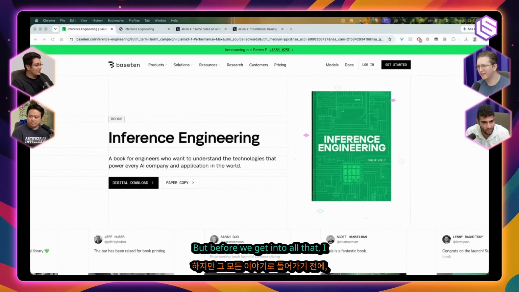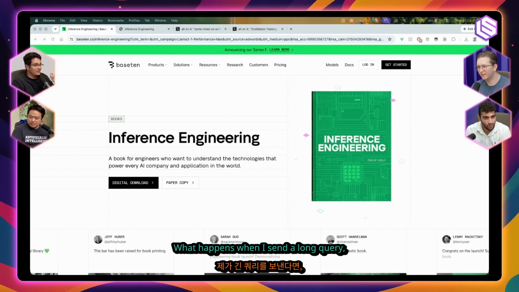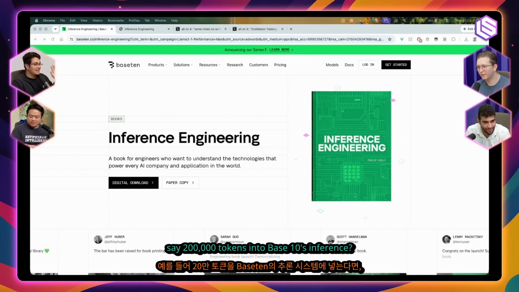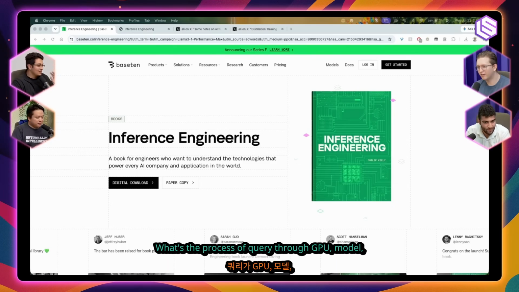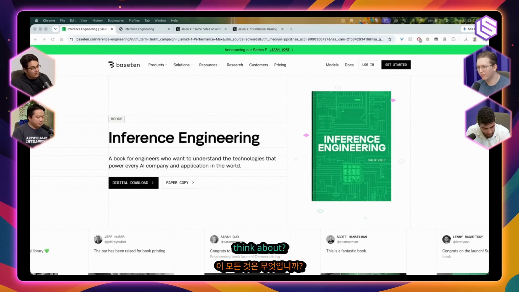But before we get into all that, I want to start off with a fun question for you. Okay, you're an expert inference engineer. What happens when I send a long query, say 200,000 tokens, into Baseten's inference? What's the process of the query through GPU, model, routing, balancing, all that? What is all the stuff that we don't think about?